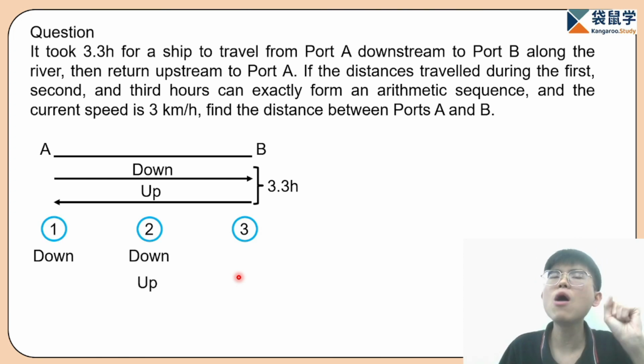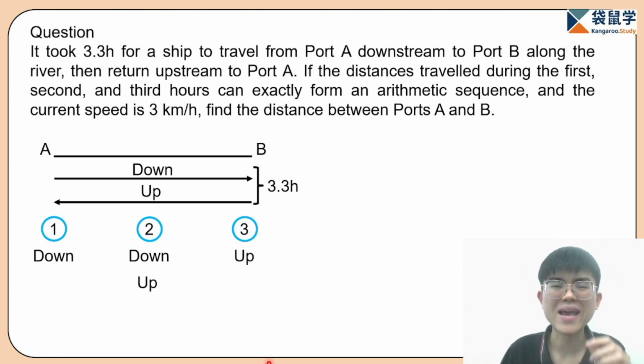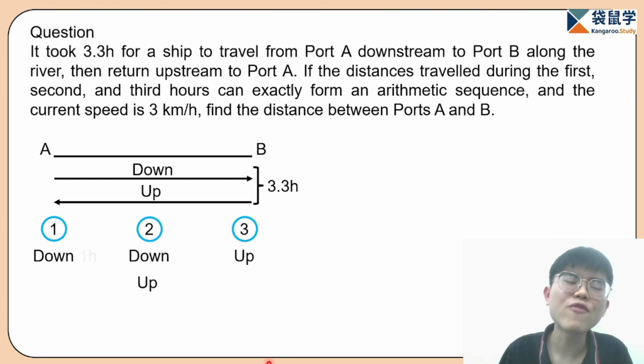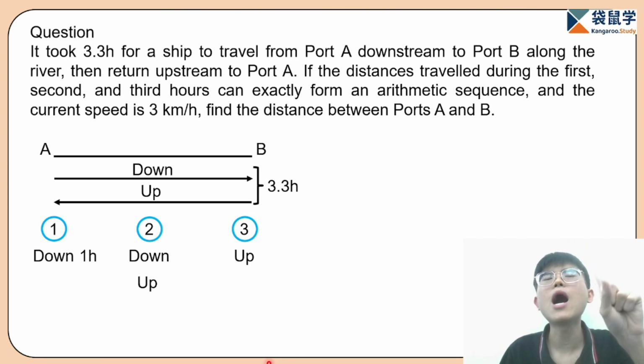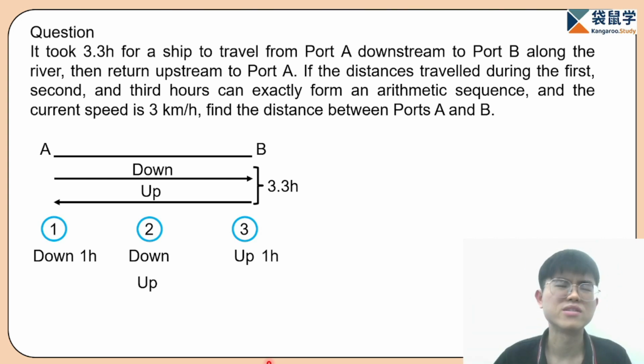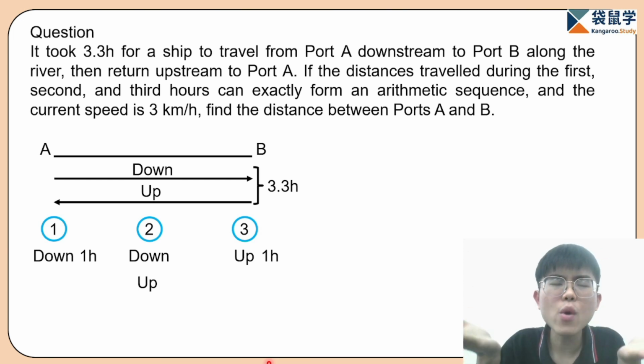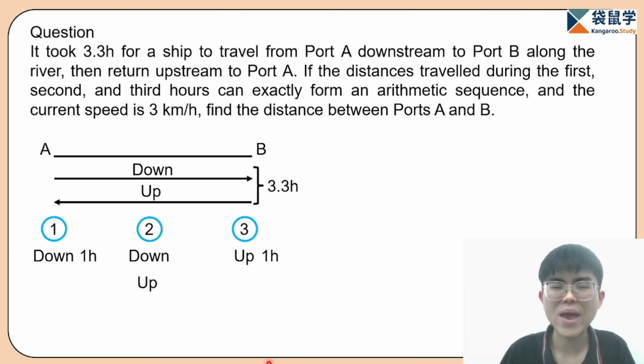Alright, and then how about the third hour? Oh, it must be going up. So now we know that the first hour, we're going down for 1 hour. The third hour, we're going up for 1 hour. How about the second hour? How do we know how many hours it is going down and going up? How do we find it?